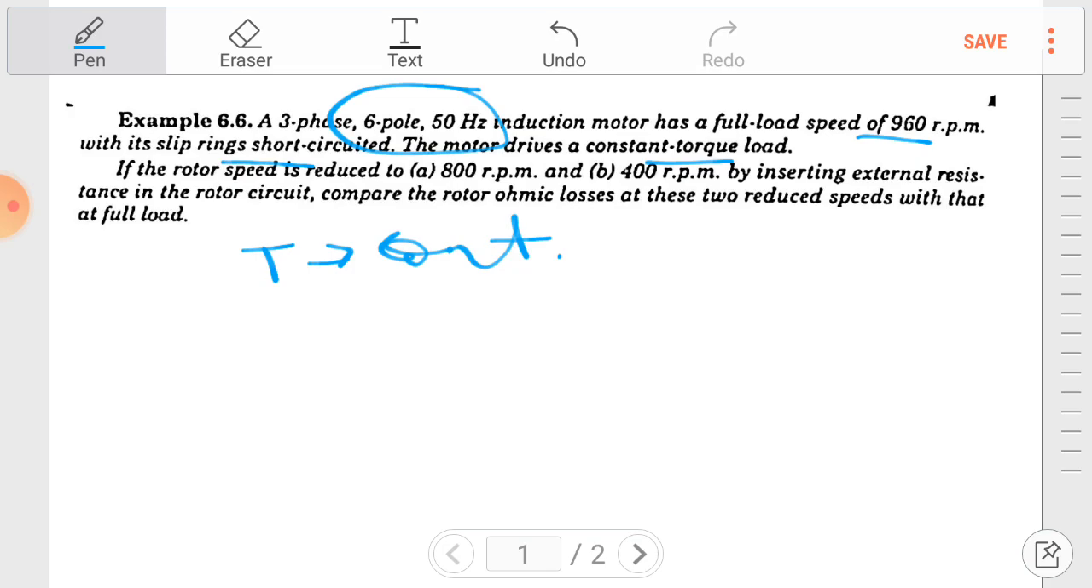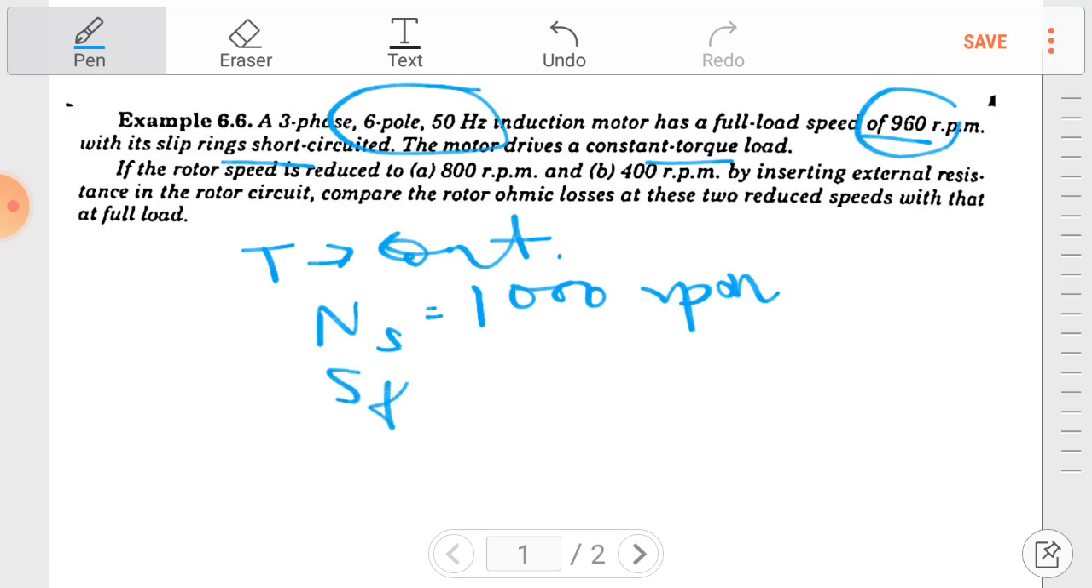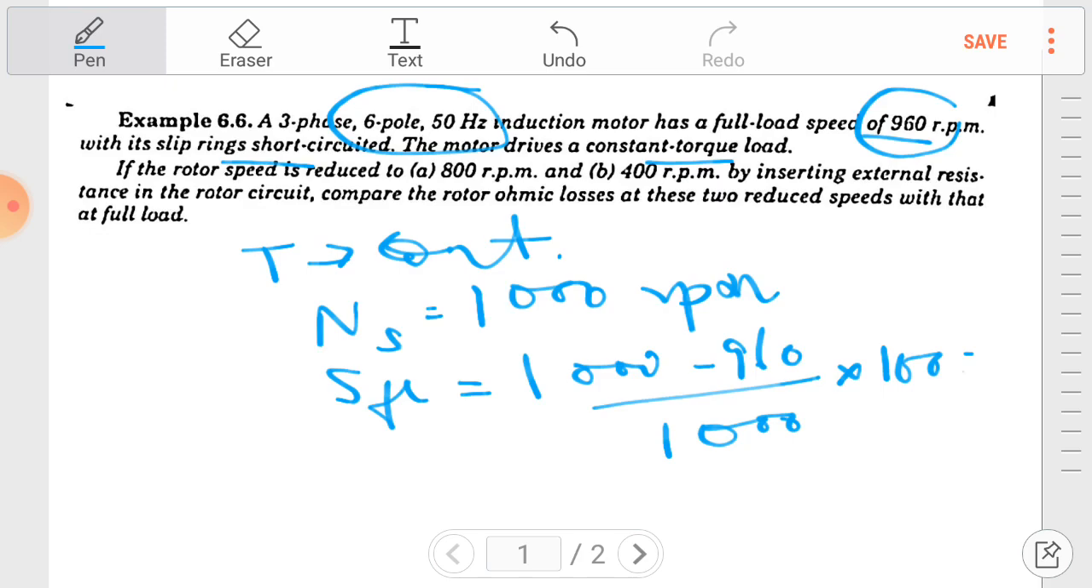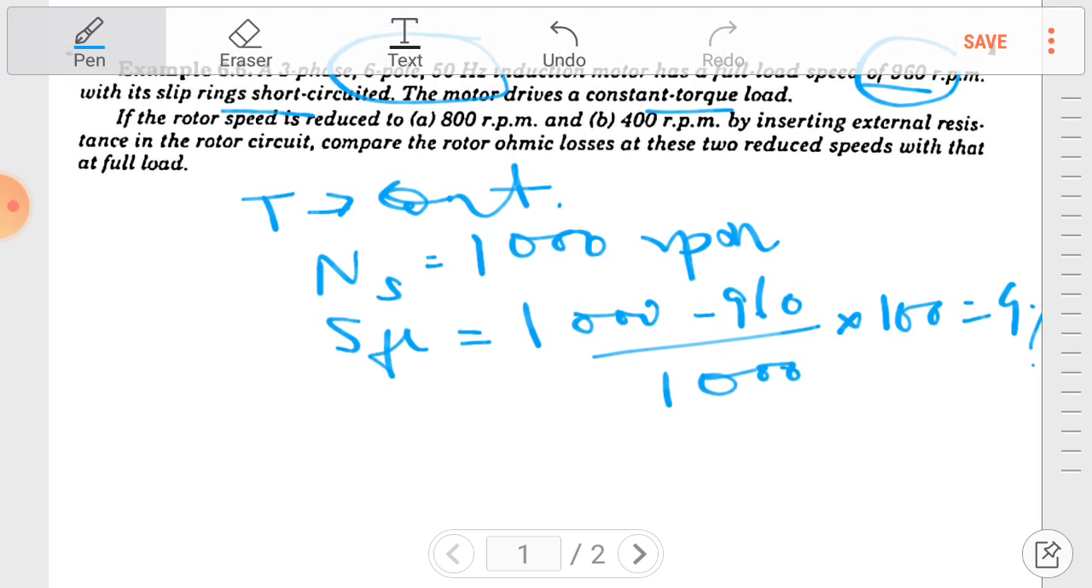The synchronous speed from 6 pole 50 Hz, Ns, is 1000 rpm, and the full load speed is 960 rpm, so the slip at full load is equal to (1000 minus 960) divided by 1000 into 100, which is 4%. So the full load slip is 4%.